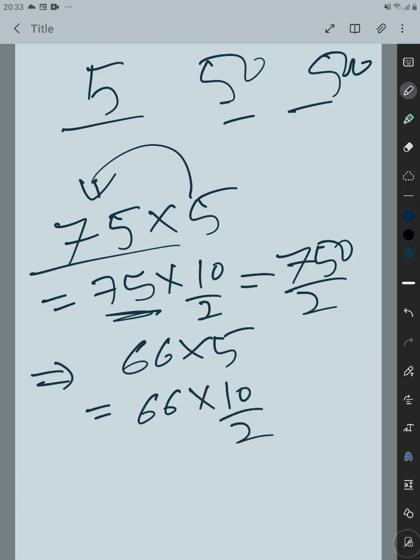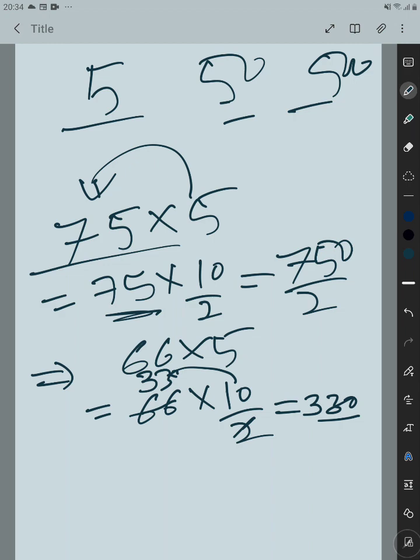So if you divide 66 by 2, you will get 33. So you will get the answer as 330. Okay, you multiply 10 to this one. Multiplying by 10 to any number is very easy. You just need to add 0.